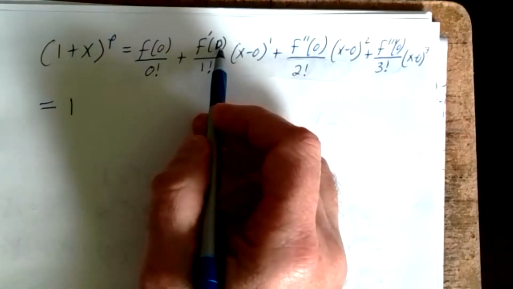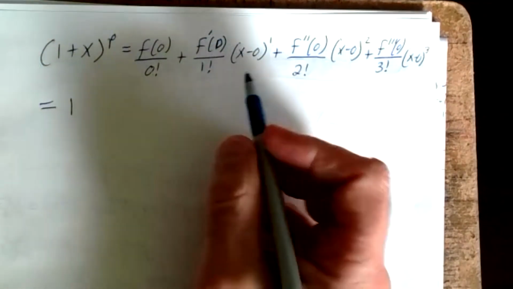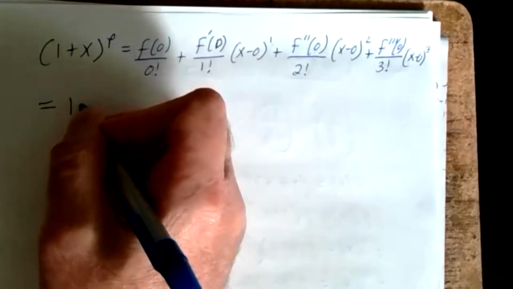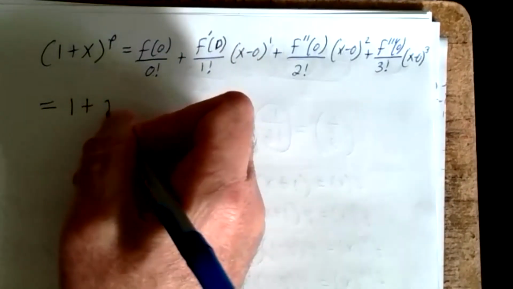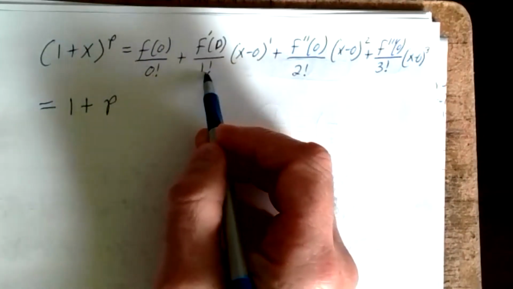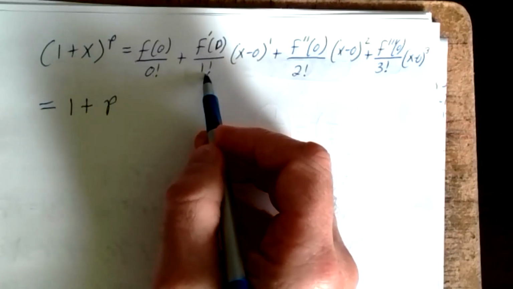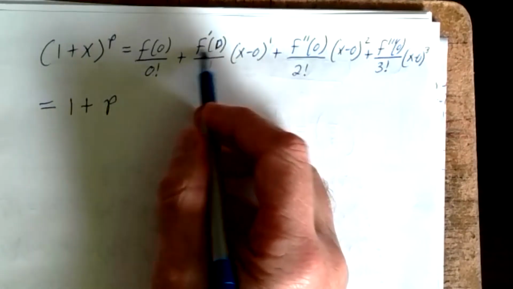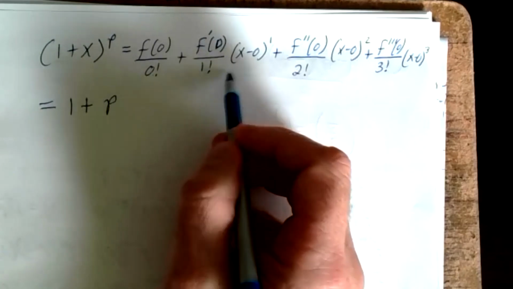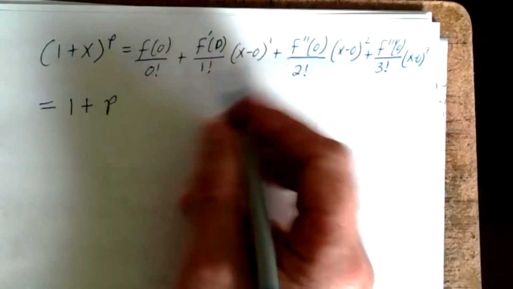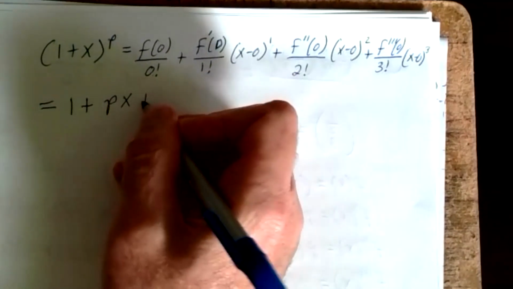F prime of 0, what was f prime of 0? Wasn't that p from the previous page? So this is going to be plus p over 1 factorial, which is just 1. Remember, this was just p. And this is just x minus 0 to the first power, just x.